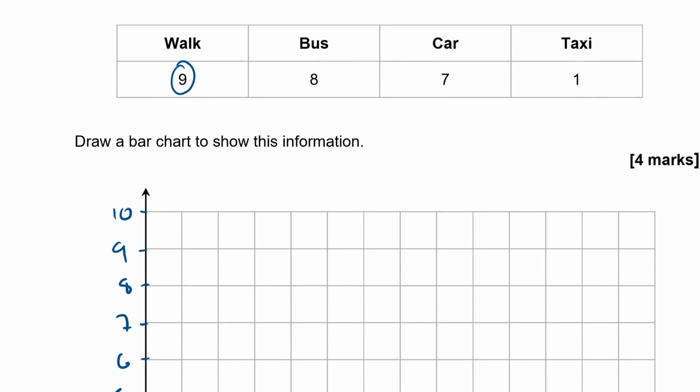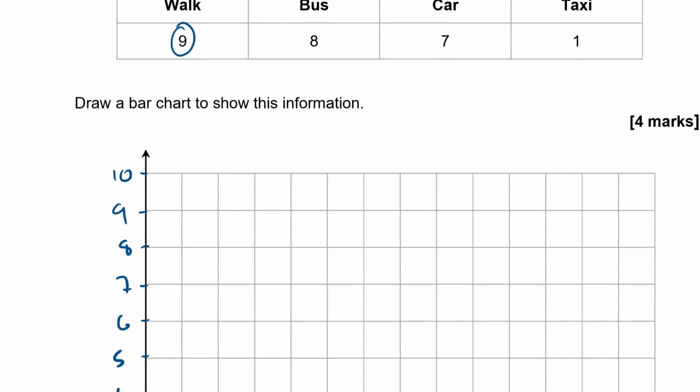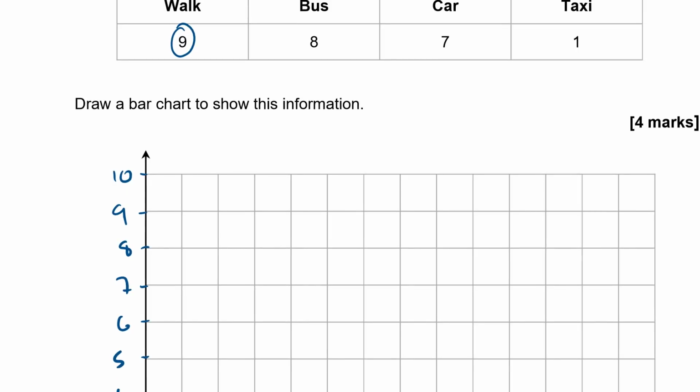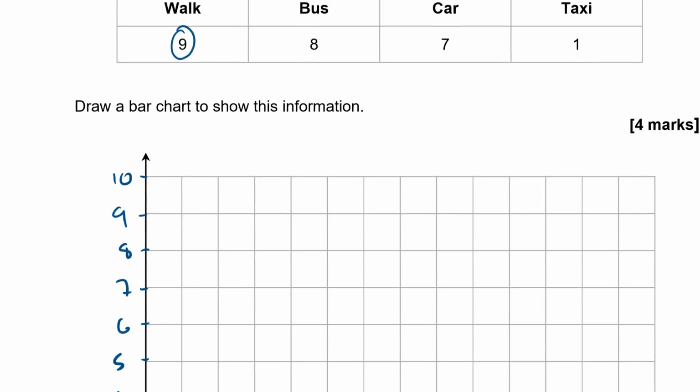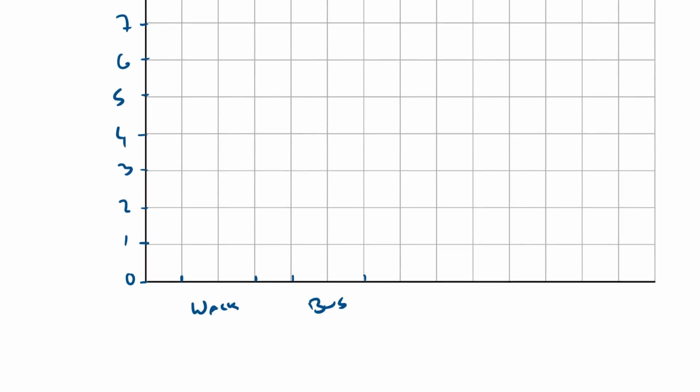Now I need to have a bar for walk, bus, car and taxi. Now this is discrete data, so I need to space my bars out really. Shouldn't really have them bumping up against each other. So I'm going to have my walk bar here, and then a space of 1 unit, and then bus here. So this will be walk, bus, what's the next one? Car and taxi. So another space of 1 and then car, and then a space of 1 and then taxi.